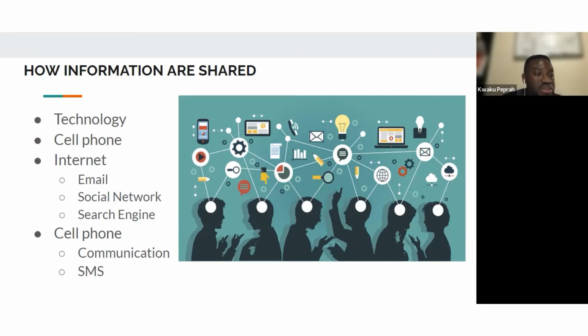And some of the media that is used in information sharing is cell phone. A cell phone is a form of media that can send information from one place to another. These are all because of technology and because of the system that have been created to help that communication take place. A cell phone can be used for that. Also, internet, which involves emailing, social networking, and search engine, is a form of a system that helps communication take place.